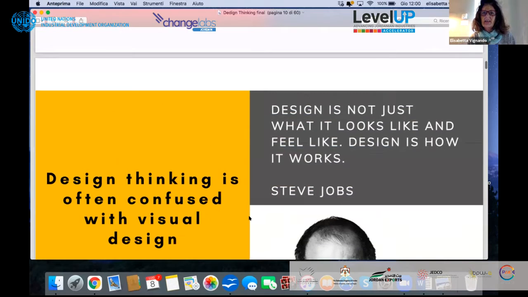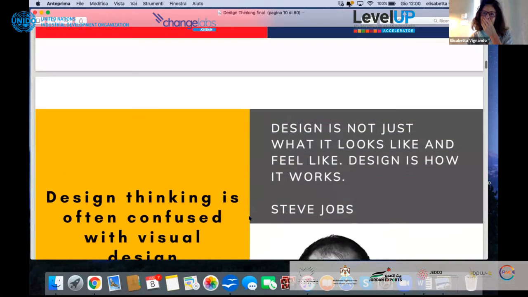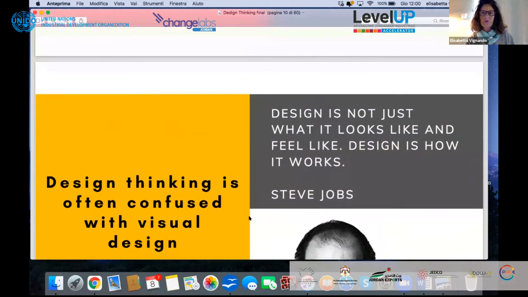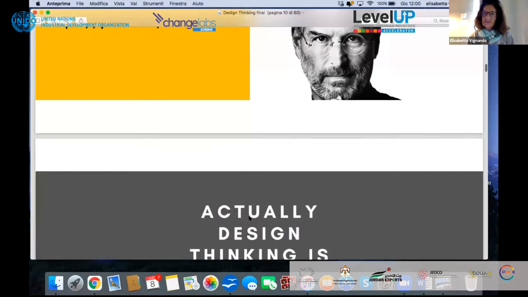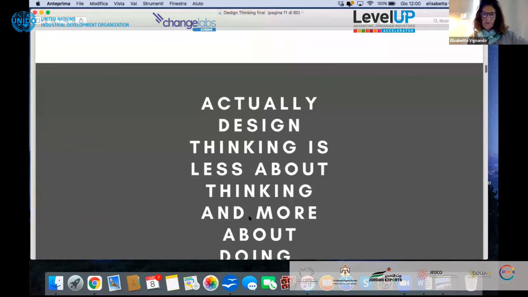So let's say that as Steve Jobs says, design is not just what it looks like and feels like, design is how it works. Many people confuse design thinking with visual design. Of course, this is not. It is a process that really wants to come up with solutions. So this is the key point of the design thinking process.